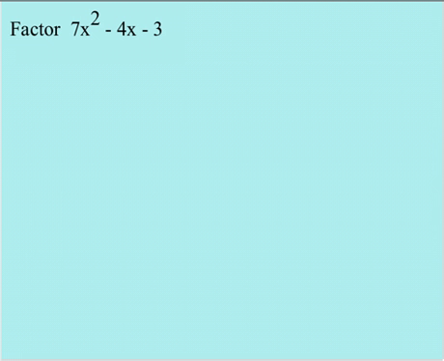First, find the greatest common factor. So I look at 7 and negative 4 and negative 3, and there's nothing that divides evenly into all those except 1. So I'm skipping that step. The second step says take A times C. Well, 7 times negative 3 is negative 21. And the middle term is negative 4. So I need two numbers that multiply together to give me negative 21, but that add up to negative 4.